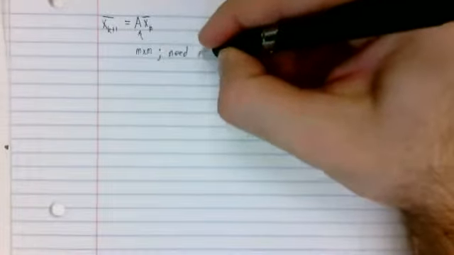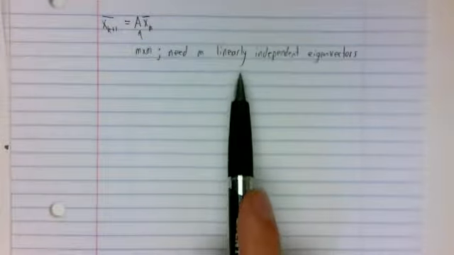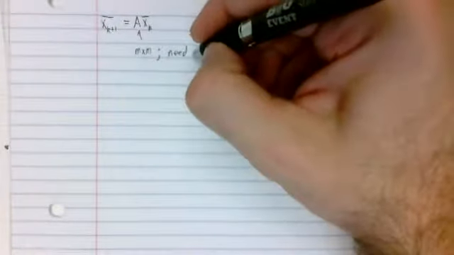we need m linearly independent eigenvectors. So this is the same restriction we have if we want to diagonalize A, but we're not going to make a diagonalization argument.